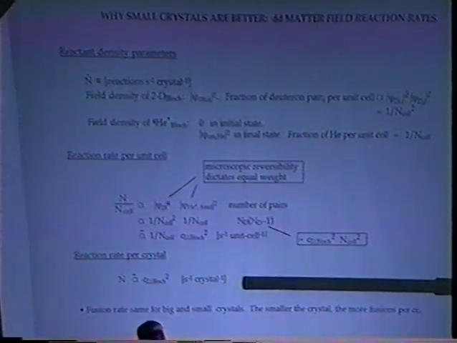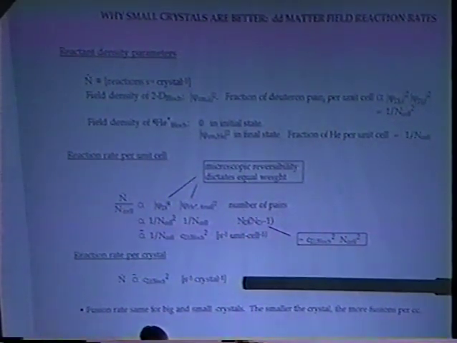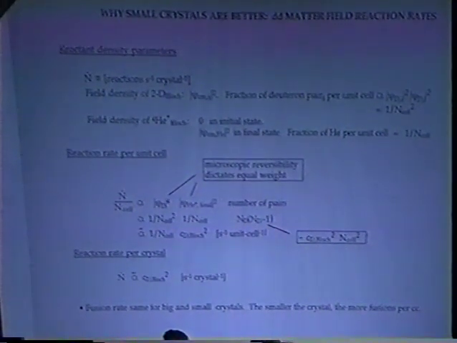So if you have equal number of fusions per crystal, regardless of the crystal size, the more crystals you can get per cc, the better, as long as you don't get them so small that they interfere with overlap. So that's basically why small crystals should give you a higher power density than larger crystals.